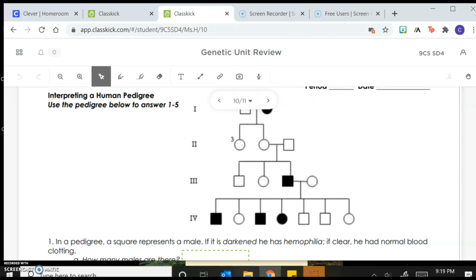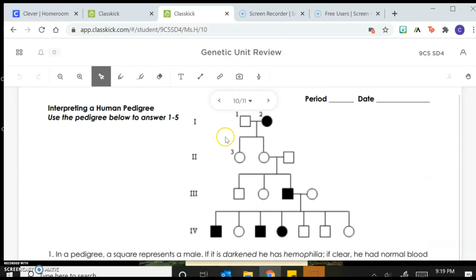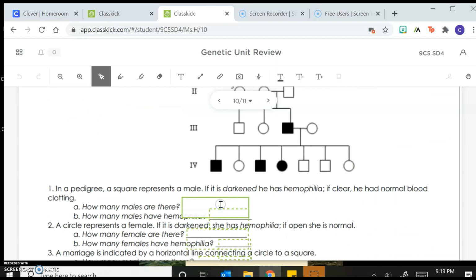So it asks me how many males there are. Well, first of all, even if I miss Miss Humphrey's lesson, it says right here males are square. So all I have to do is count the squares. So I have 1, 2, 3, 4, 5, 6, 7, 8. I have 8 males. There's so many. I have 8 males.